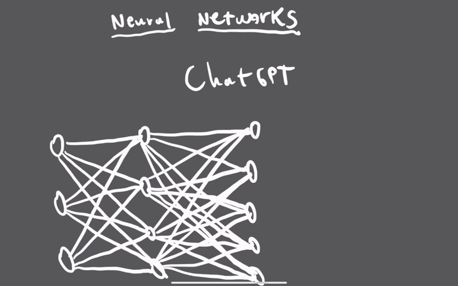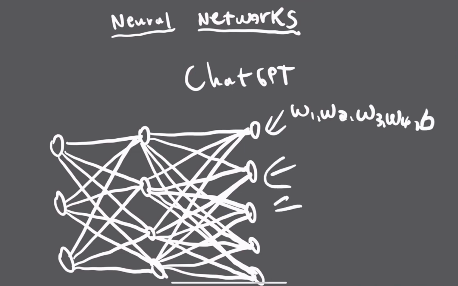So that means that this node over here is going to have to learn a W1, a W2, a W3, a W4, and an optional constant term or bias. And this one will have its own 4 weights and a bias. This one will have its own 4 weights and a bias. This one will have its own 4 weights and a bias. And this one will have its own 4 weights and a bias.